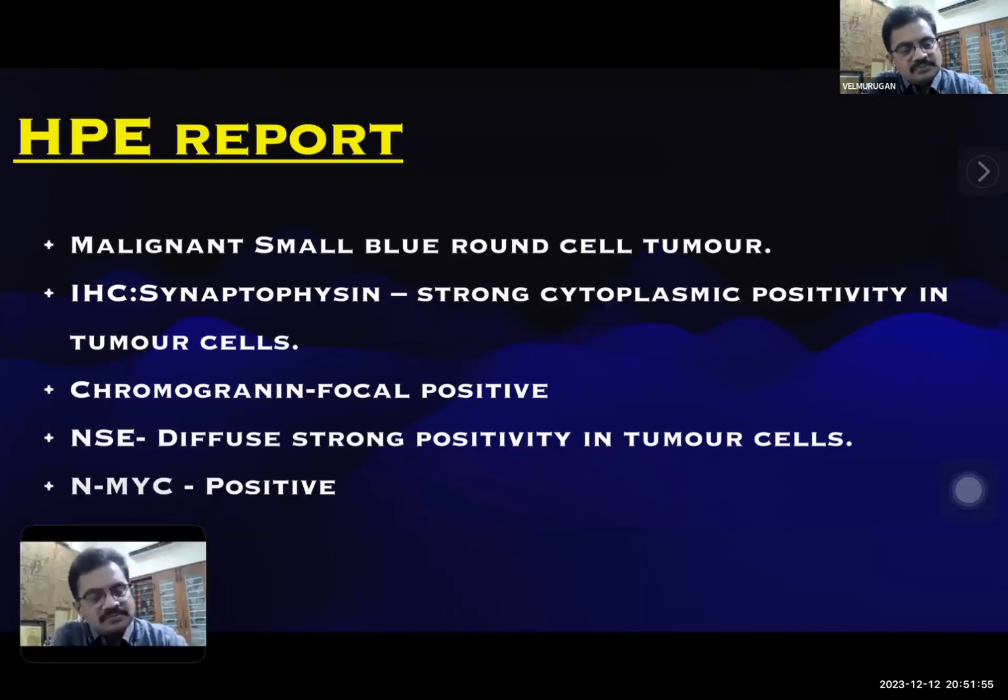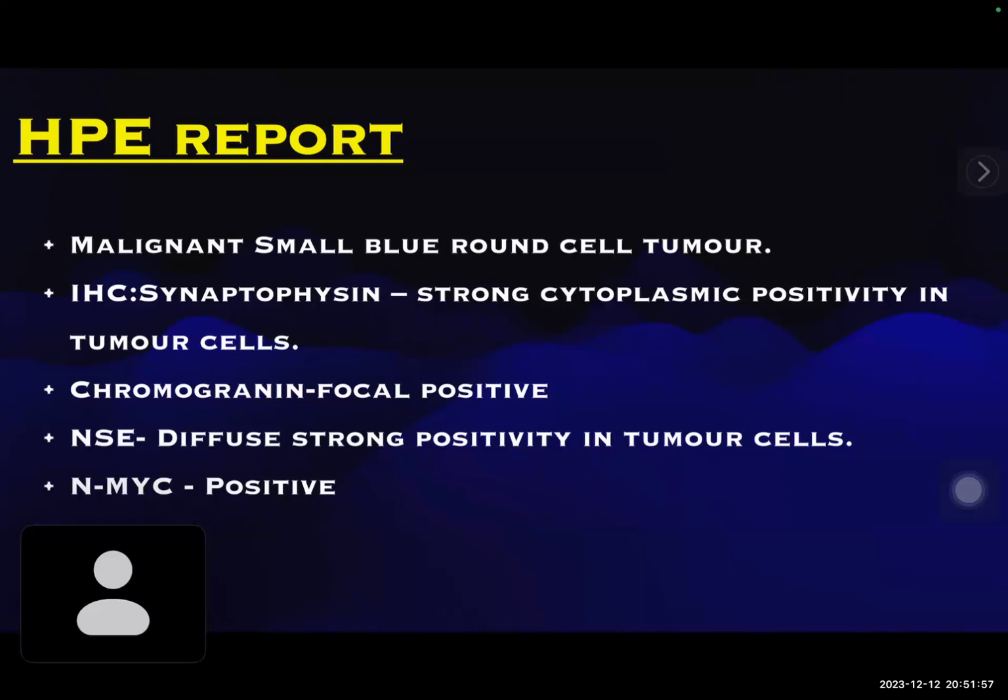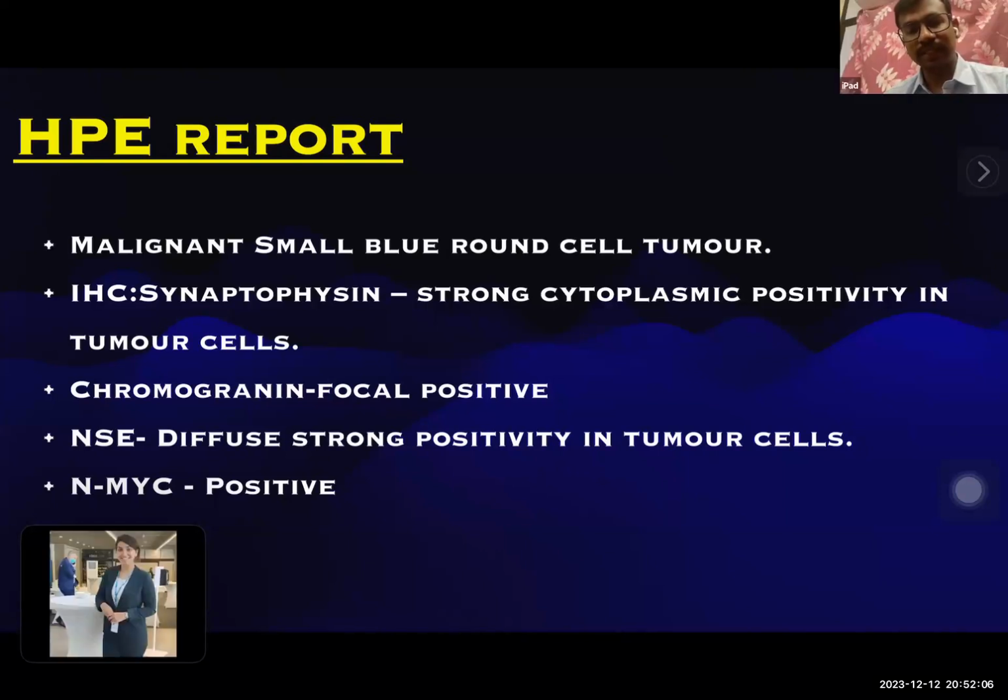Once you say NMYC positive, what does it mean? NMYC positive. MYC stands for myelocytomatosis, which is a master regulator of cell cycle entry and proliferation. So NMYC positive means it induces MDM2 and it causes the suppression of P53. So the tumor will have an increased proliferation rate, madam. So it is a poor prognosis.